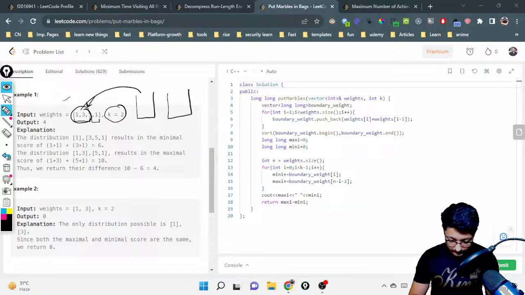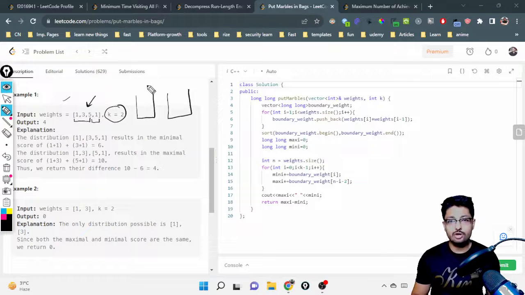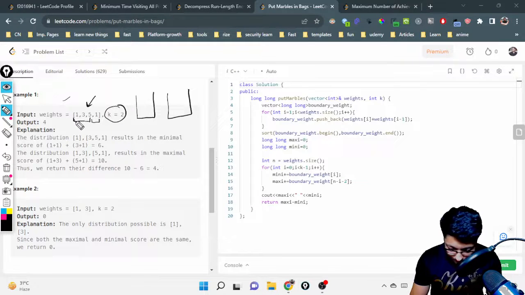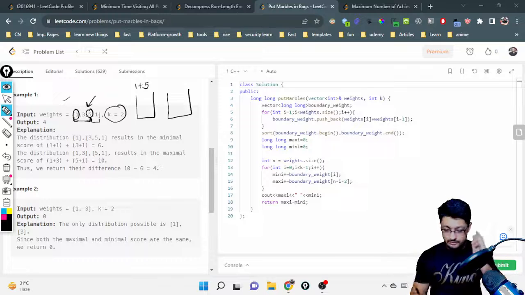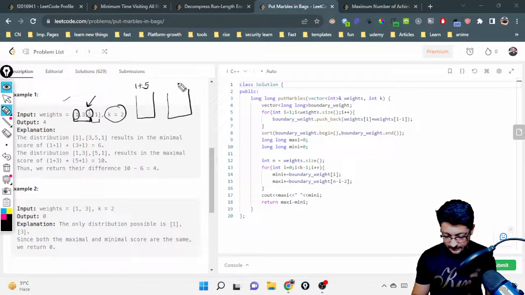Now, eventually, the cost of one bag is the boundary elements, the elements on the boundary. So the cost of this, because I've inserted this subarray here, is 1 plus 5. I hope you understand. And in this, the boundaries are 1 and 1 only. So in this distribution, in which I have taken 3 marbles, put inside one bag, and one marble put inside another bag, the total cost is 1 plus 5 plus 1 plus 1. That is 5, 6, 7, 8.